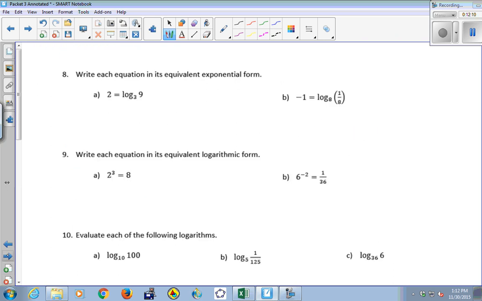All right, so let's do an example. I have log base 3 of 9 equals 2. Which number in that whole expression is the base?